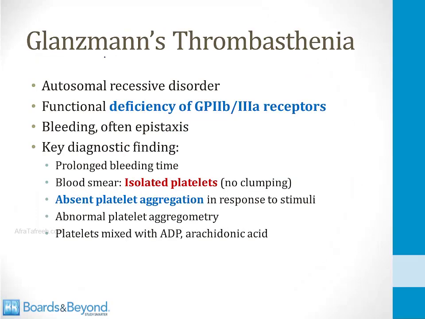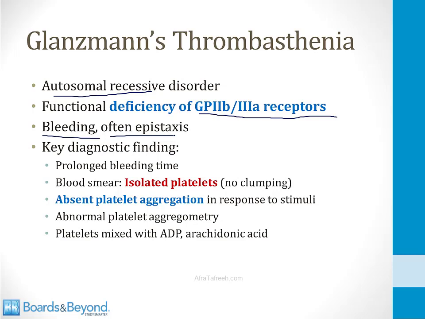The first disorder is Glanzmann's thrombasthenia. This is a genetic disorder that is transmitted through families in an autosomal recessive fashion, and children born with this disorder have a functional deficiency of the 2B3A receptors found on their platelets. This will lead to mucosal platelet-type bleeding, often epistaxis, in childhood. And the key diagnostic findings of this disorder will all make sense to you if you understand what the 2B3A receptor does on platelets.